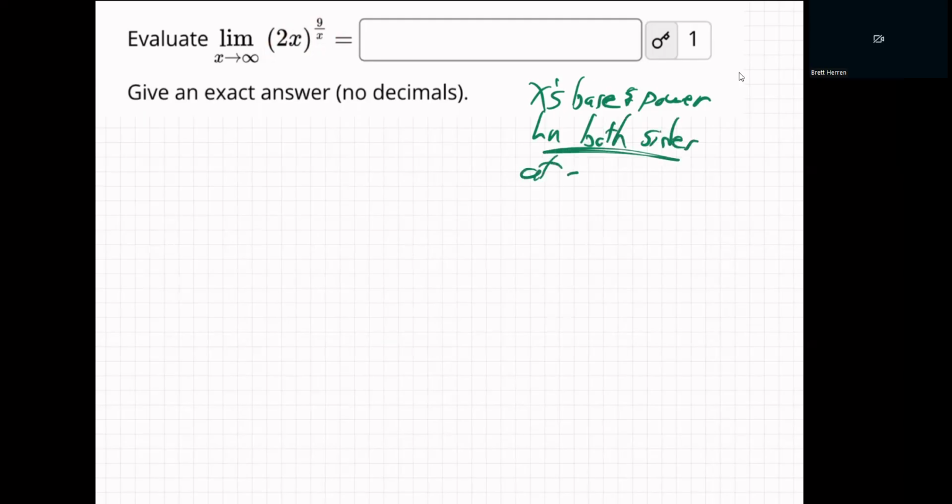And then at the end, e both sides to get rid of that ln. That's always what we do at the end. Okay. So let's take this function. We'll bring back in the limit in a minute.